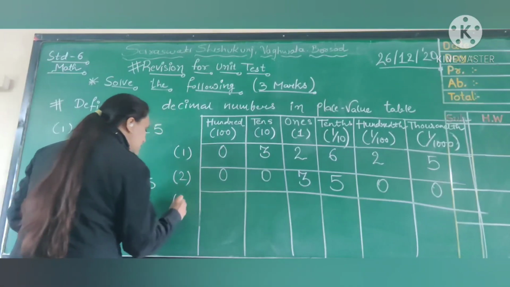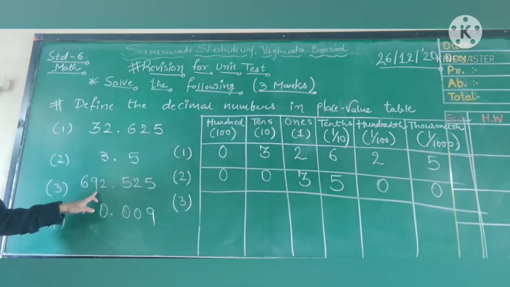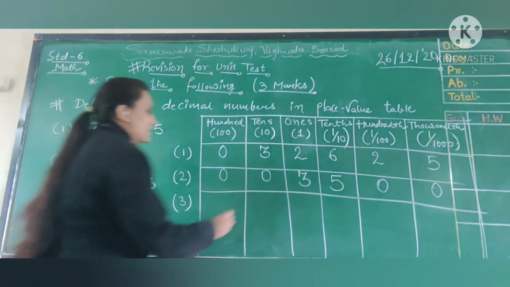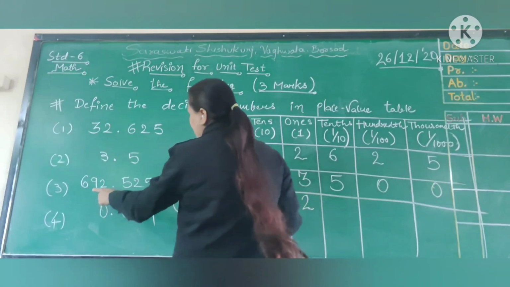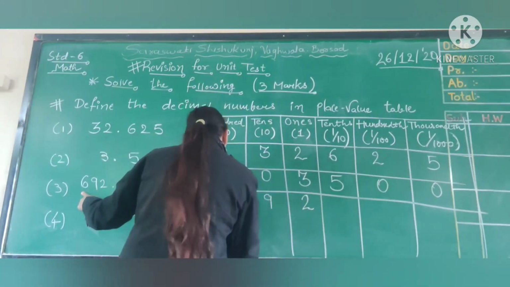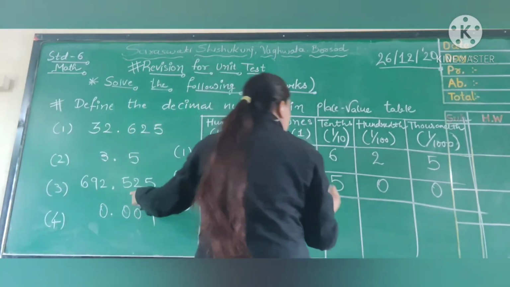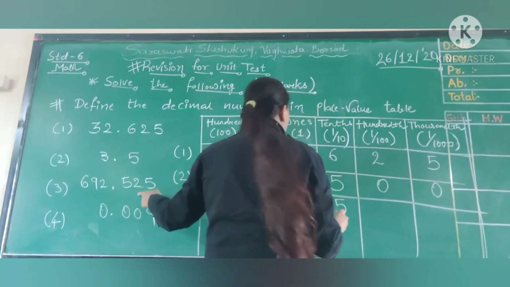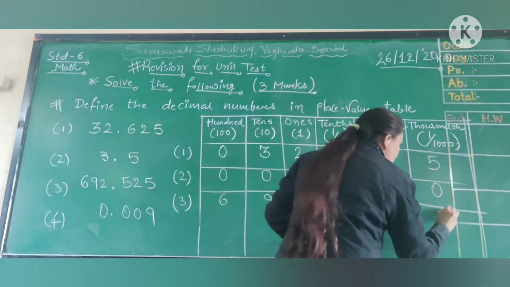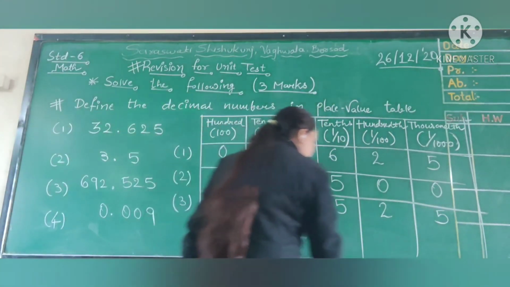Now let us define the third number. In the third number we have 692.525. So 2 is at the ones place, then 9 is at the tens place, then 6 is at the 100 place. Then the decimal is there. So 5 is at the tenths place, 2 is at the hundredths place, and 5 is at the thousandths place. Okay, so this is the third number.